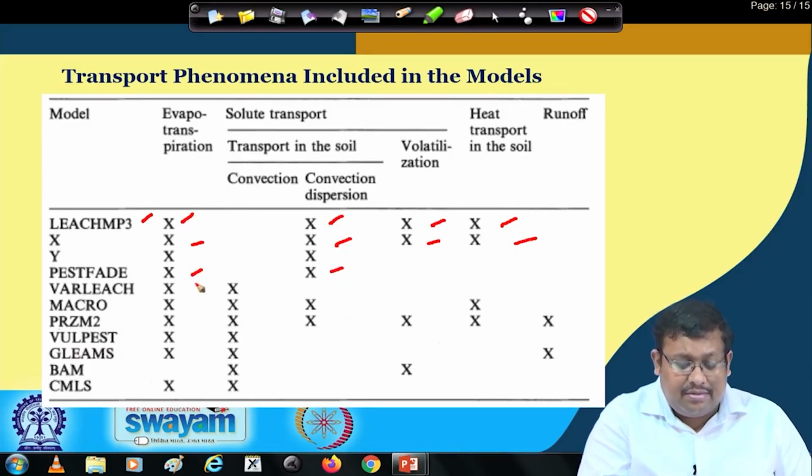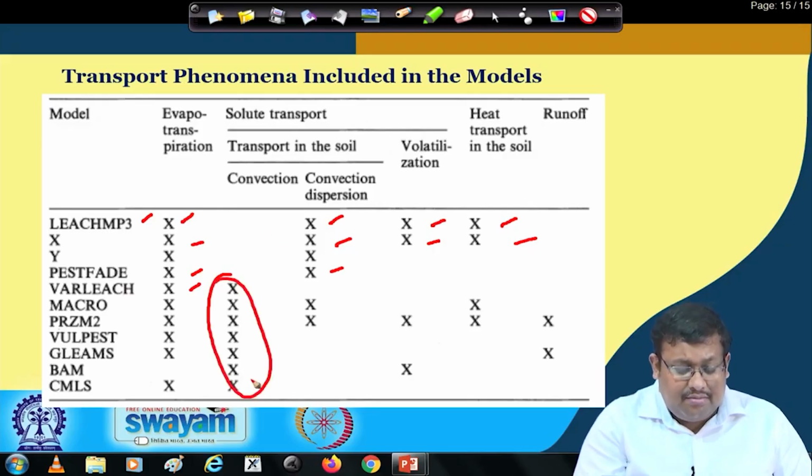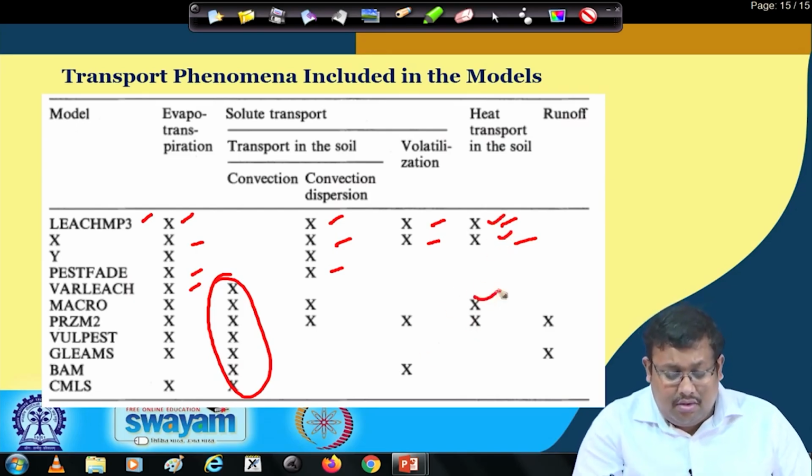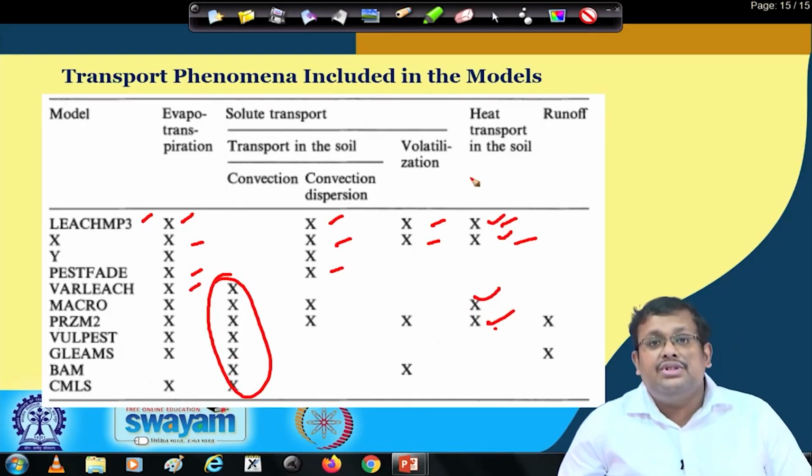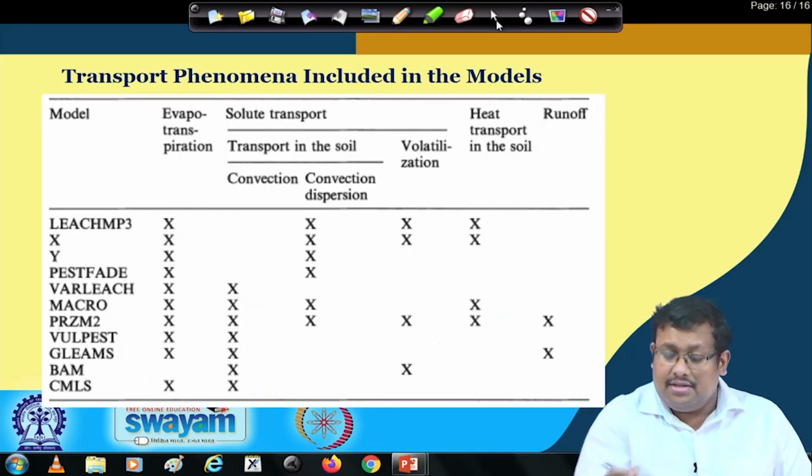Varleach considers evapotranspiration. So, all the models except for the BAM consider evapotranspiration, and also these models consider the convection process and convection dispersion. Here, volatilization and heat transport in the models, you can see in both Leach MP3, X, and then Macro, PRZM, then PRZM2. So, you can see there are different types of transport phenomena which are included in different types of models.